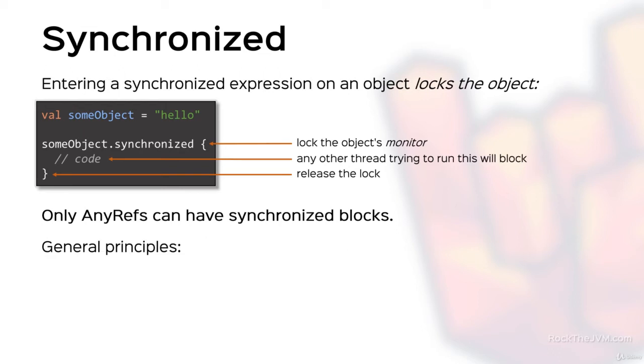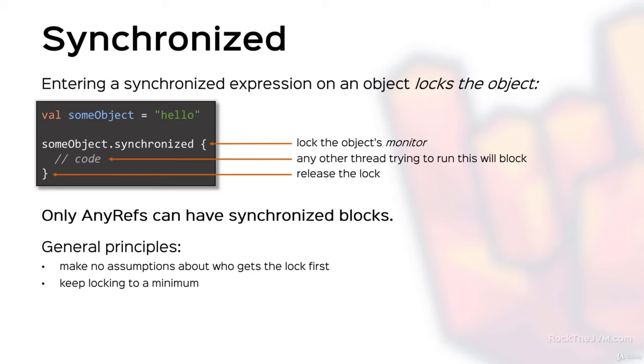Now, some general tips of working with synchronized expressions. Make no assumption about which thread gets the monitor first. As we saw in the previous exercises, there's really no guarantee. Also, please keep locking and synchronizing to a minimum, but still maintain thread safety at all times in multi-threaded applications, because otherwise you'll get into very, very nasty bugs that are incredibly hard to debug. Locking should be kept to a minimum for performance concerns, but thread safety is more important at all times.